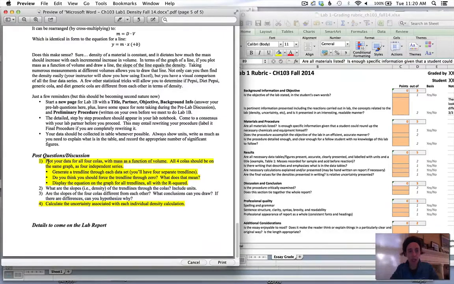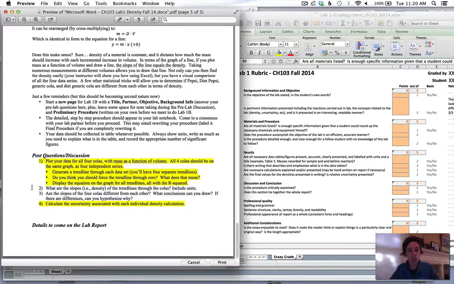And I'm going to talk about two main things that you should have. The first is what's listed here in number 1, that you should have the graph of all 4 colas on one graph with mass as a function of volume. And you can see the other YouTube videos about how to get that. And then the last point there, to calculate the uncertainty associated with each individual density calculation. So I'll show you how to do that specifically.